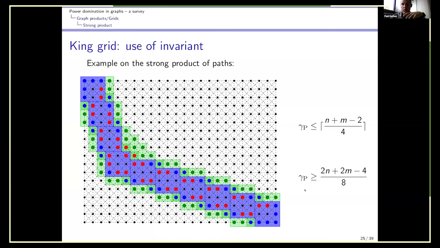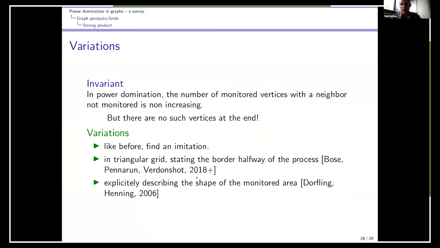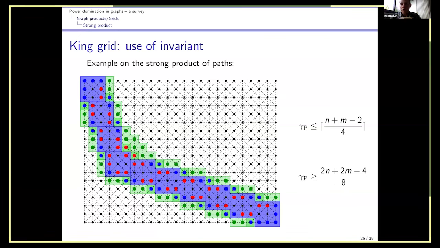So this was enough to give nice bounds in most of the cases for the power domination of the king grid. Actually, there are some cases where we don't have the complete proof, but there is a small gap. You can check this if you are interested, but it's not very easy.